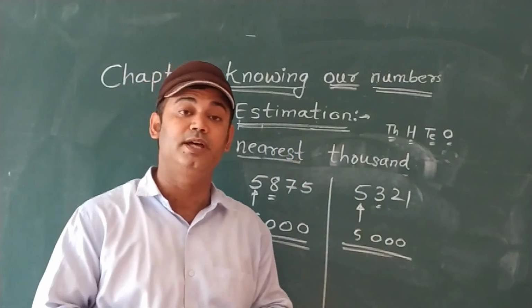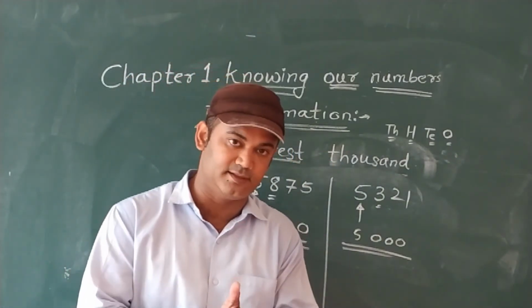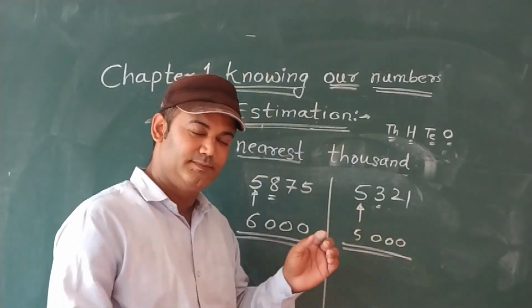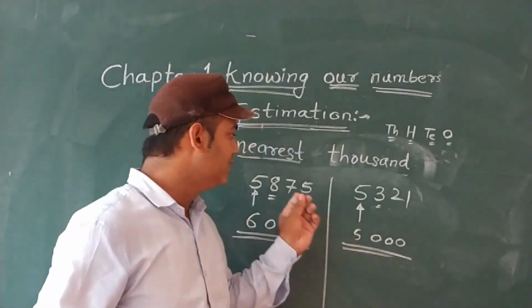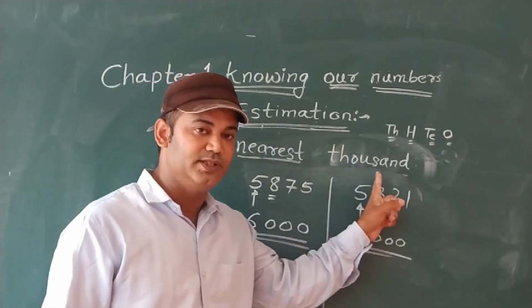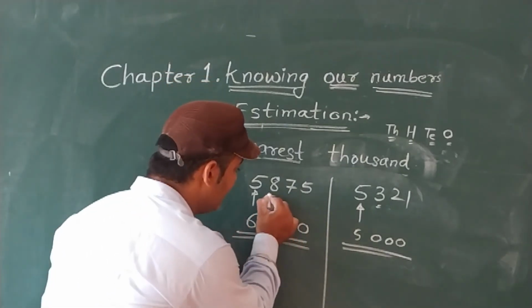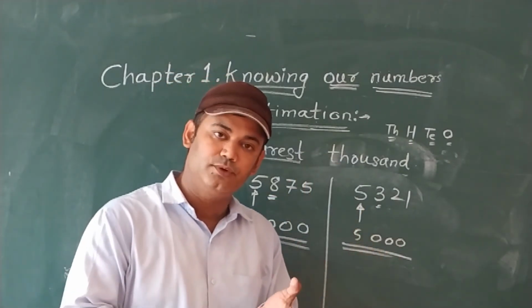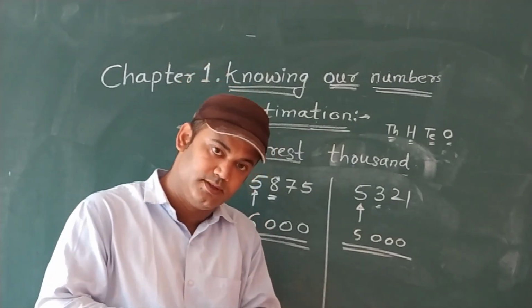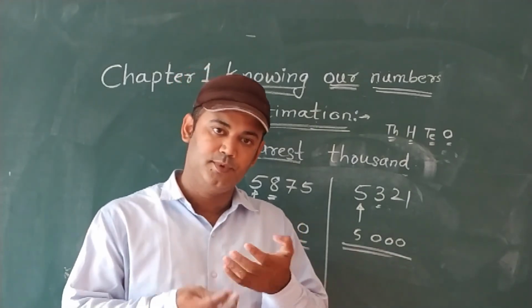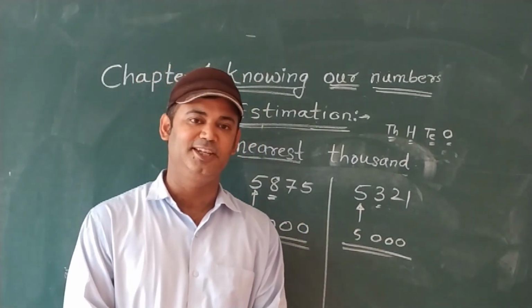Hope you understand the estimation question. Estimation means it will give the approximate value, not an exact answer. There are no certain rules, but they are given in the books. There may be differences in some books. So you have to remember this. If you want to find out nearest 1000, you have to check the 100 place value. And if that 100 place value is 1, 2, 3, 4, you have to round down. If the digit is 5, 6, 7, 8, 9, you have to round up. Hope you understand the estimation topic. Thank you.